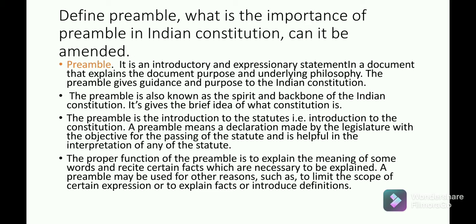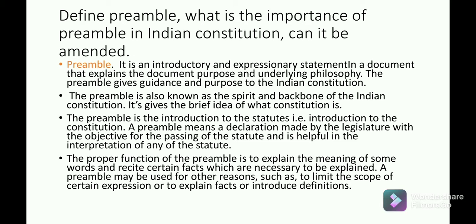What is preamble in simple terms? It is just an introductory statement which tells us what the document is all about. Here I have written that it is an introductory and explanatory statement in a document. It tells us the exact purpose behind the document and its philosophy. Without going thoroughly into the document, we can directly see what it is all about in a preamble. We can also see it as a synopsis of what all things a document contains, or the key points.